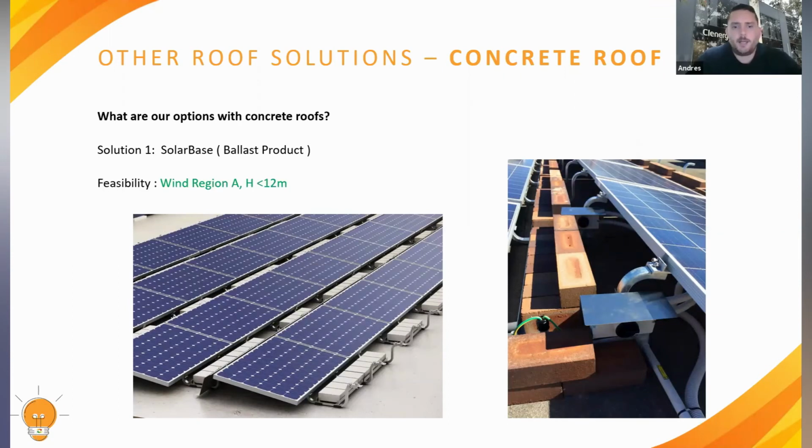And it is right now up to wind region A and height to 12 meters. So ballasted systems are a bit rare in Australia, but we do have them. So in case you have a concrete roof which couldn't be penetrated, we use ballasts.